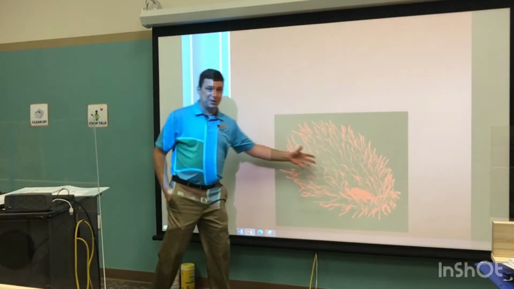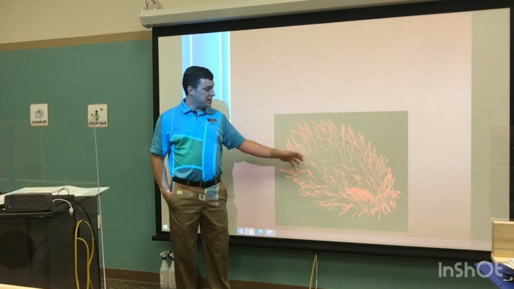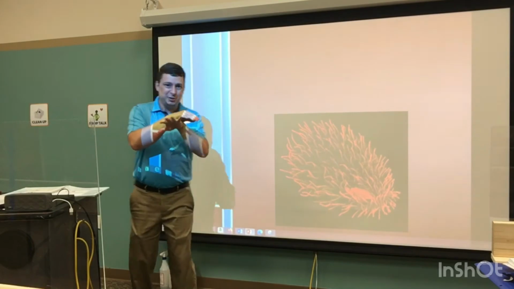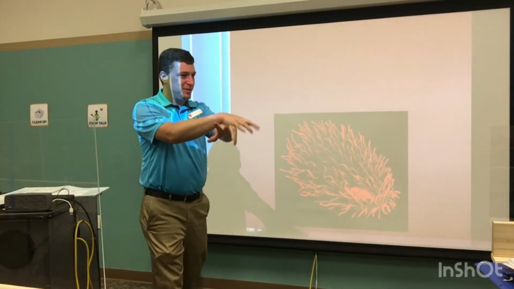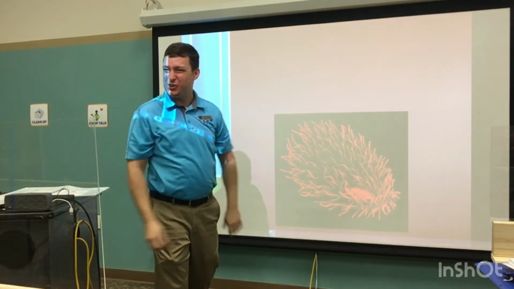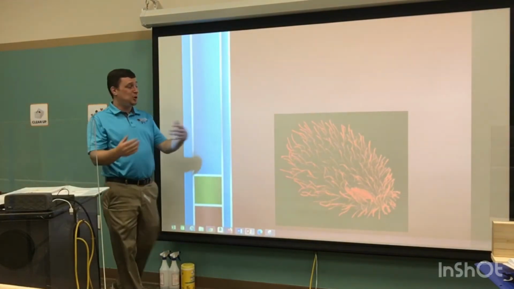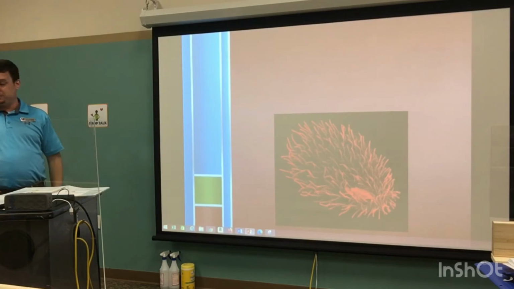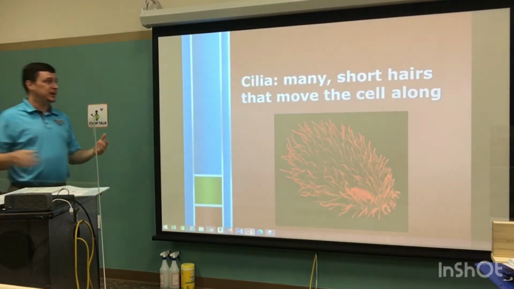This is a cell under a microscope. And check out these little fuzzy hairs coming off of it. That little cell can move and creep along from those little tiny hairs. Isn't that cool? Now, not all cells have those little hairs, but some of them do. And a lot of bacteria do. And that's how they move around. We call those little tiny hairs cilia.